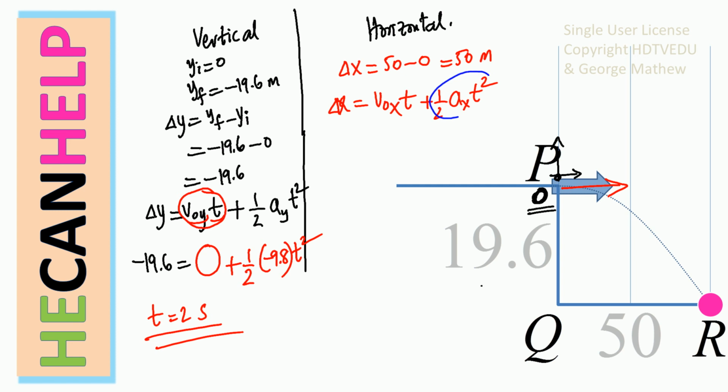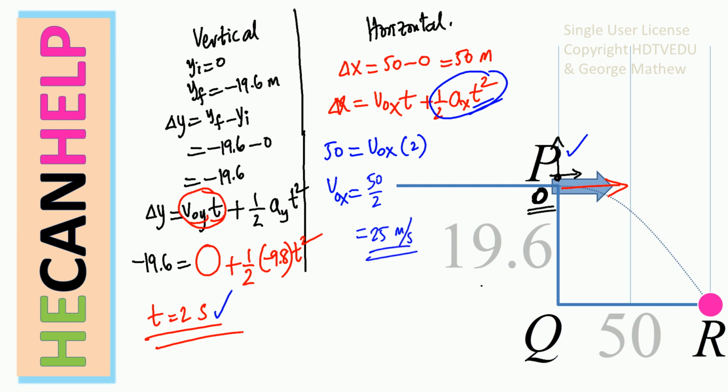Acceleration along the horizontal is 0, so this whole term is equal to 0. There is no pull or push along the horizontal. So we are left with 50 is equal to v0x, the horizontal speed at point P which we don't know, times time. Time is 2 seconds, so 50 divided by 2 is 25 meters per second. The horizontal velocity is unaffected by acceleration due to gravity along the vertical. So for that reason, the speed of the car is 25 meters per second.